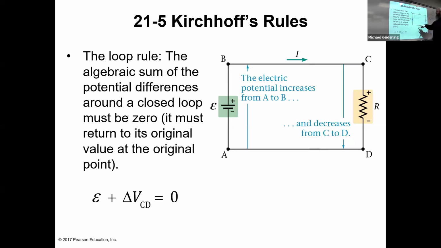For the loop rule, you have to pay attention to how you're going around the loop. As you're going around the loop, for a battery, when you go from minus to plus, that's a positive potential difference. When you go with the current through a resistor, it's a voltage drop. So if you're going around the loop this way, and the current I is going that way, as shown in the picture, this would be written as epsilon minus IR equals 0.